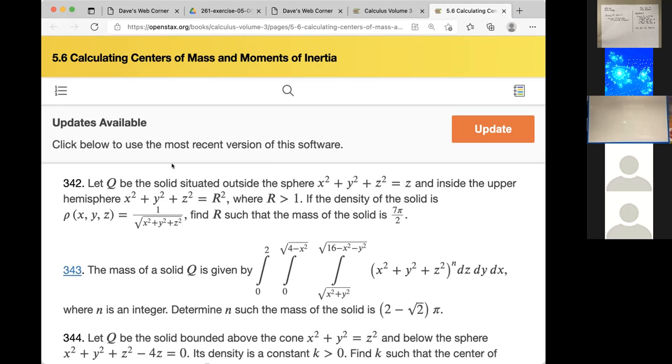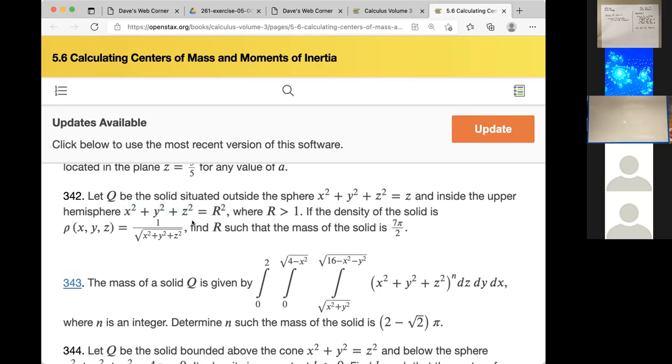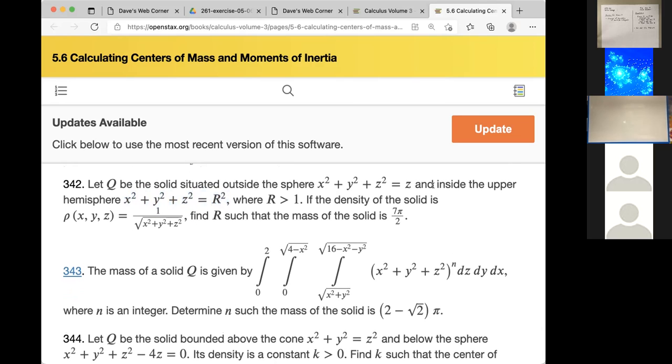satisfies this equation. But then they say inside the upper hemisphere, x squared plus y squared plus z squared equals r squared. Now this expression right here, x squared plus y squared plus z squared equals r squared, is a full sphere of radius r, but they only want you to consider, they say, the upper hemisphere. So on my paper, I'll write this, x squared plus y squared plus z squared equals r squared. That's a full sphere of radius r, but they want you to consider only the upper hemisphere. So it's something like a paperweight.